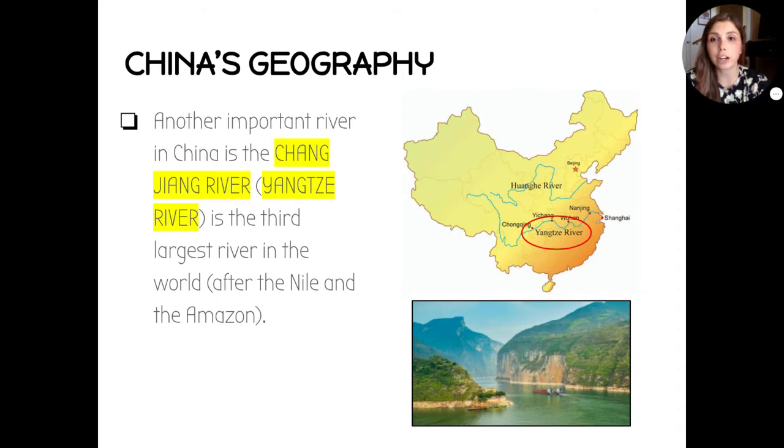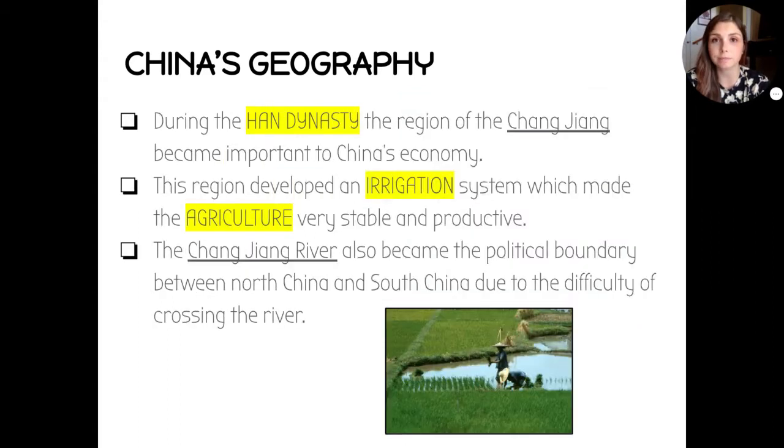Another important river in China is the Changjiang River, also known as the Yangtze River. It's the third largest river in the world after the Nile and the Amazon. And I colored it there in red on the map. You can see where it is, kind of in the southern area of where the North China Plain was, and a picture of it down below. A very different color from our Yellow River previously.